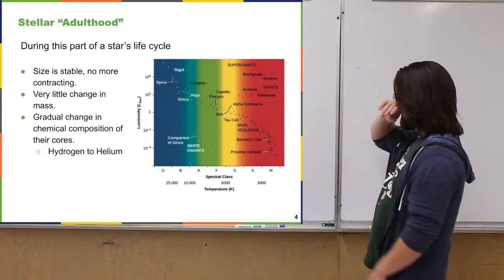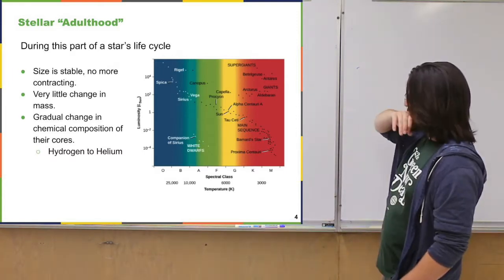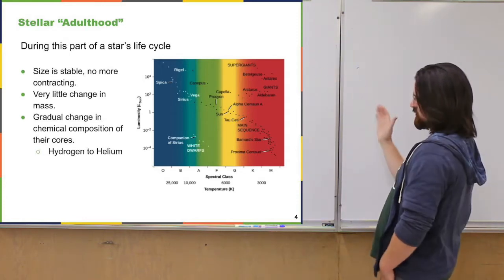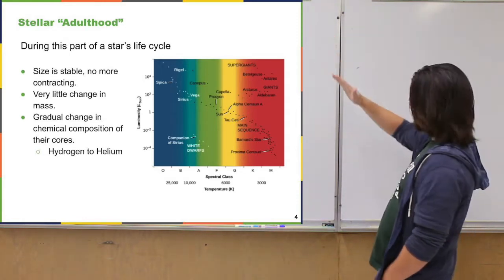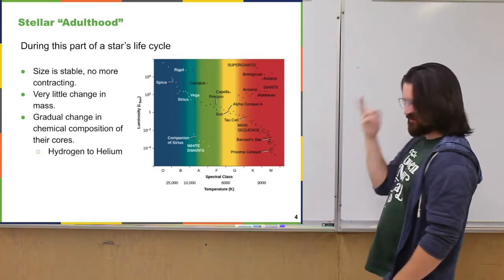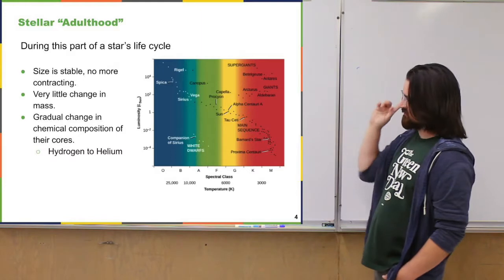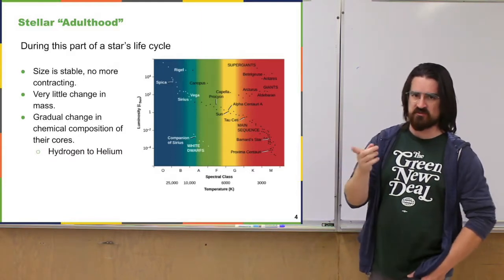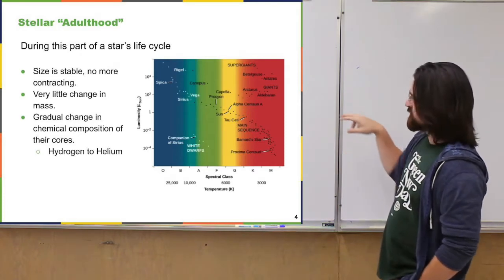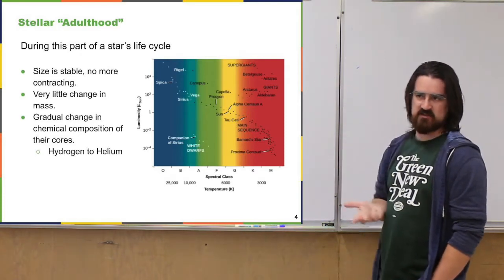So here's our good old HR diagram, and the main sequence is that diagonal, which waves a little bit, but starts up at the top left and goes down to the bottom right. All the stars on that line are on the main sequence. They're all doing the same thing. They're burning protons, or fusing protons to form helium. And the main difference between all of them is the mass of the star.